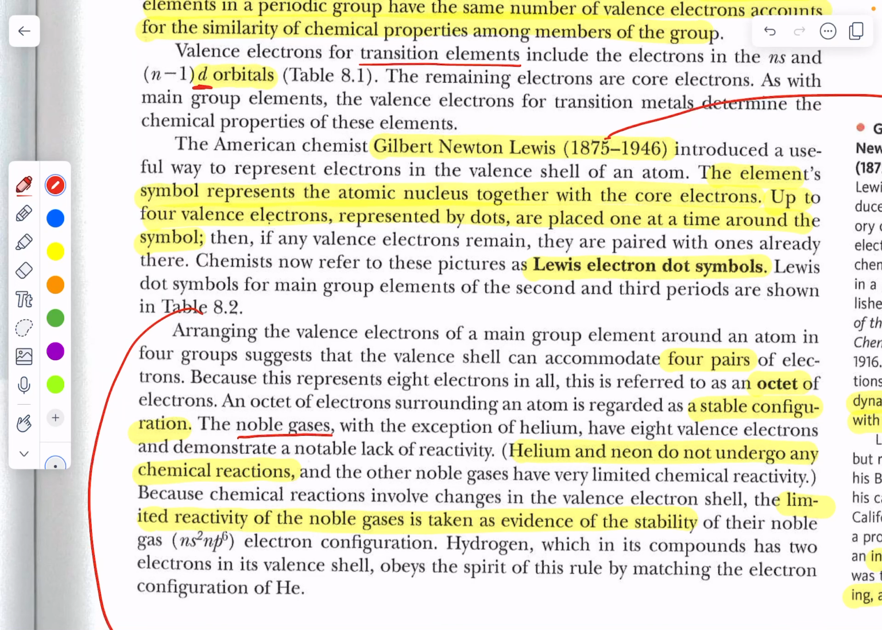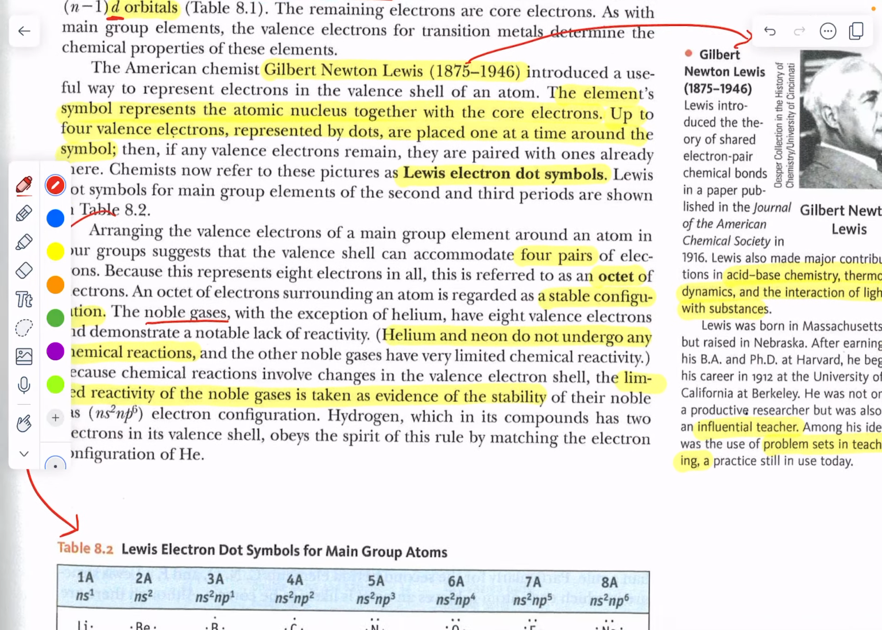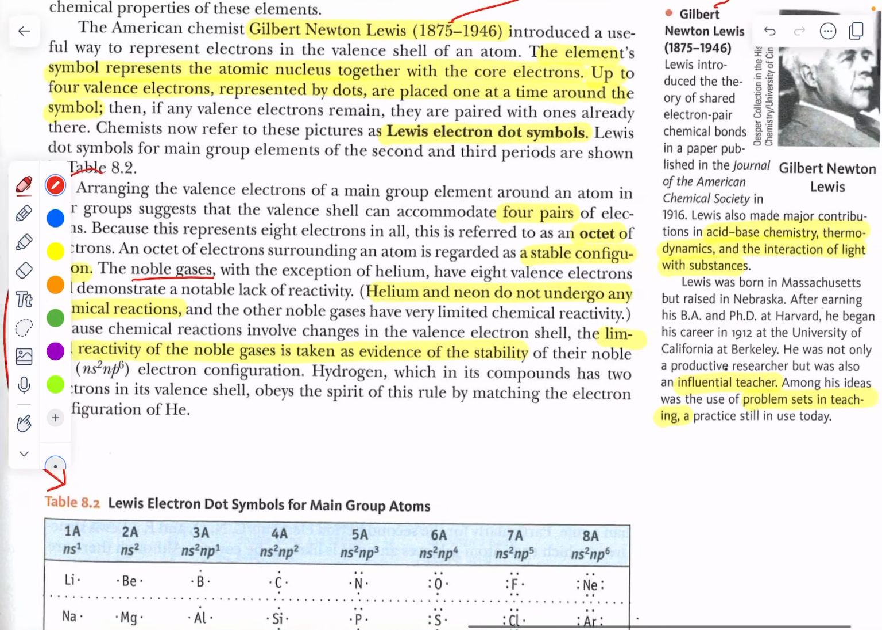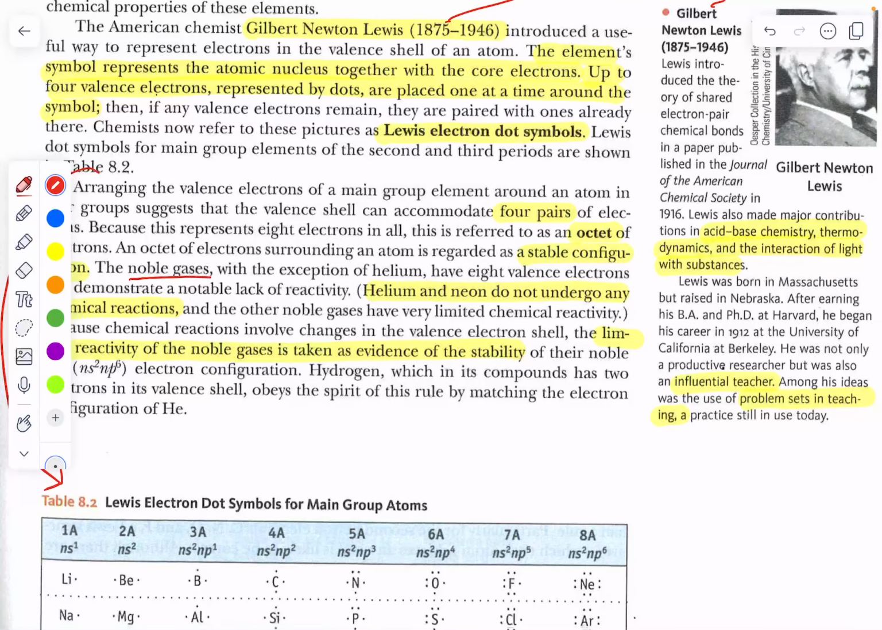Very, very helpful ways to represent atoms and to understand chemical bonding. And when you recognize the fact that Dr. Lewis was a very influential teacher, he was an influential teacher because he could come up with models like this that would help people to understand. That is often the job of a teacher. A teacher has got to come up with illustrations and models and explanations that help students to understand things.